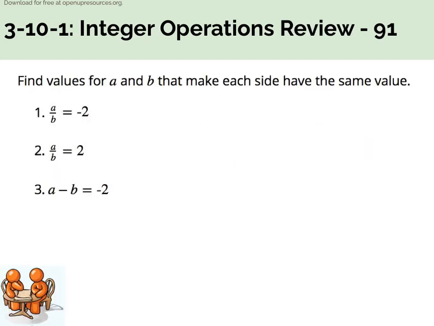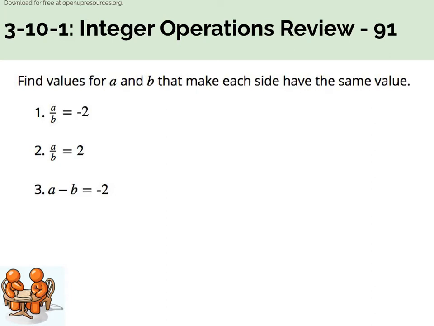Let's go ahead and turn to page 91 and answer the question. Find values for A and B that make each side have the same value. So go ahead and pause and answer those questions. So let's go through these and find some answers for it.